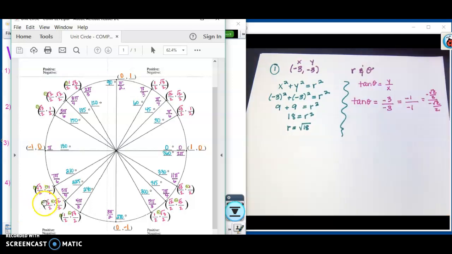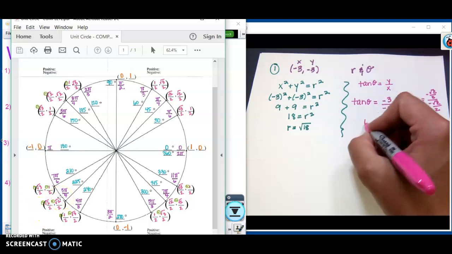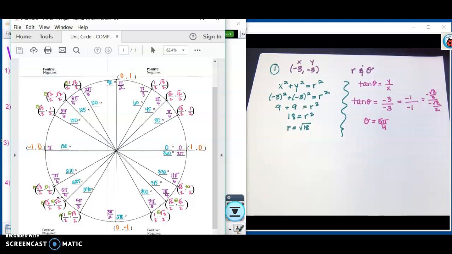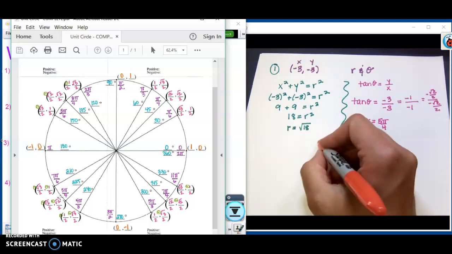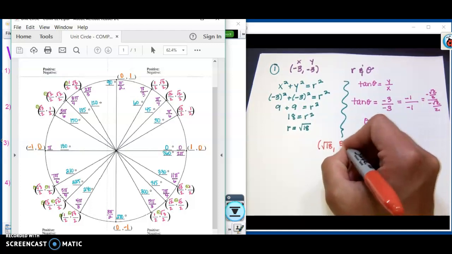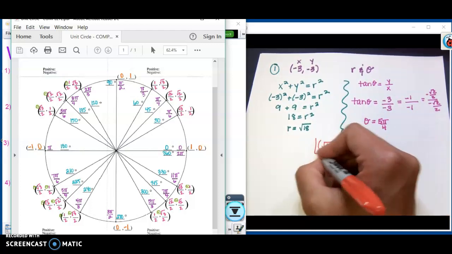So if you look at 5 pi over 4, that's where we have this negative square root of 2 over 2 at both places. So the theta value that goes with this is 5 pi over 4. So my point in polar form is the square root of 18 and 5 pi over 4.